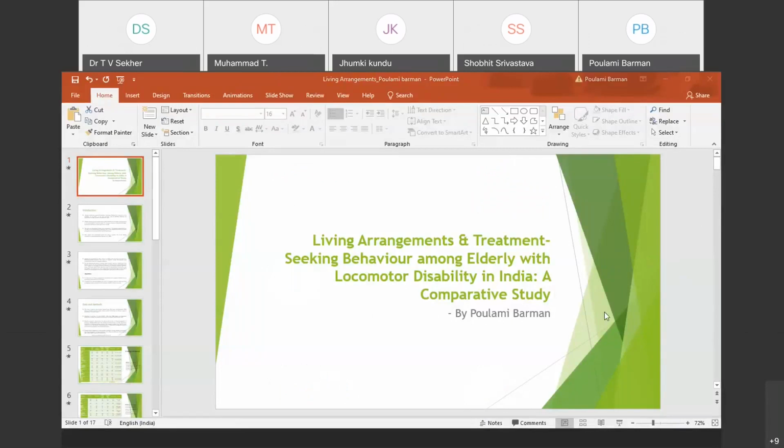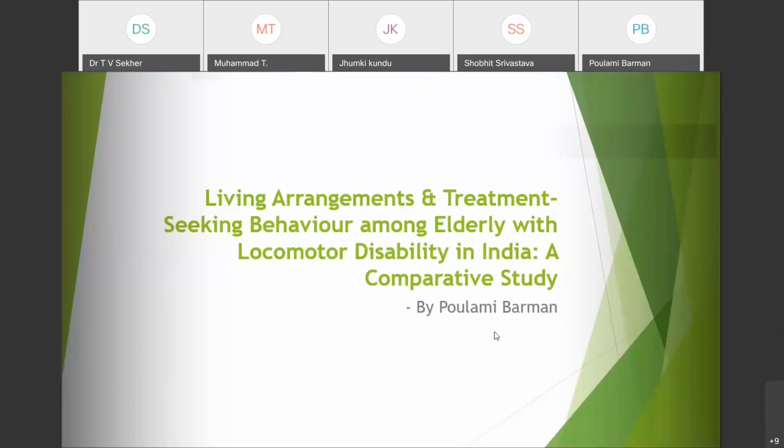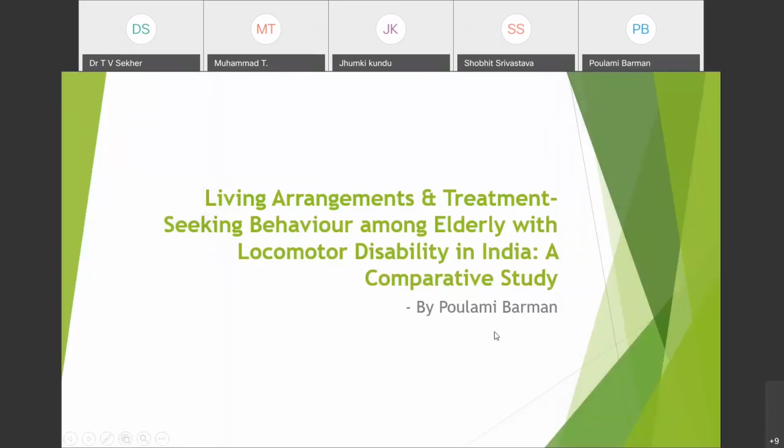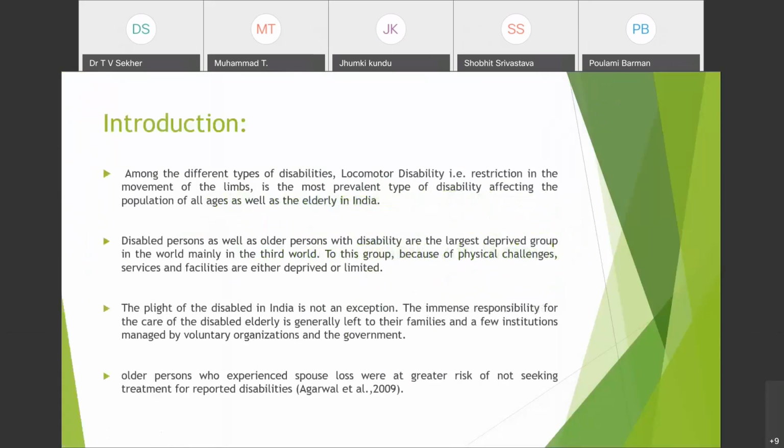Good afternoon, everyone. This is Paulami Burman, and I'm presenting my topic, living arrangements and treatment-seeking behavior among elderly with locomotor disability in India, a comparative study. Locomotor disability is the restriction in the movement of the limbs. Among different types of disabilities, this is the most prevalent one, affecting the population of all ages as well as the elderly in India.